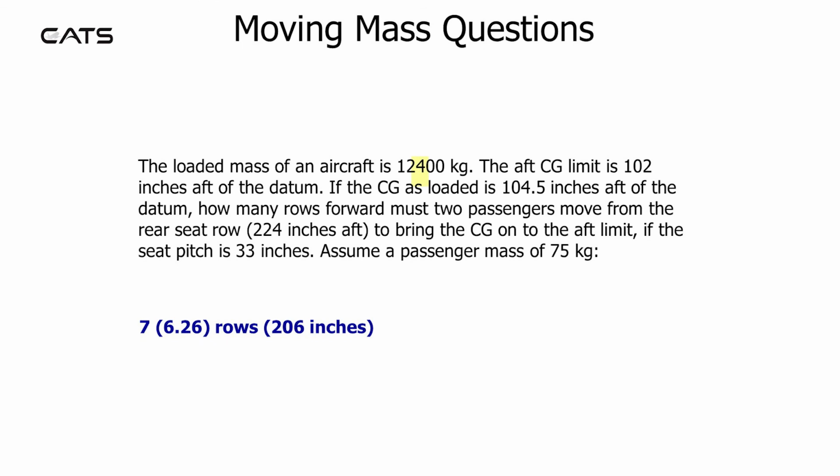Moving mass questions. The loaded mass of an aircraft is 12,400 kilograms. The aft CG limit is 102 inches aft of the datum. If the CG as loaded is 104.5 inches aft of the datum, how many rows forward must 2 passengers move from the rear seat row, 224 inches aft, to bring the CG onto the aft limit if the seat pitch is 33 inches? Assume a passenger mass of 75 kilograms. The answer is 7. Exactly 6.26 rows, or 206 inches.